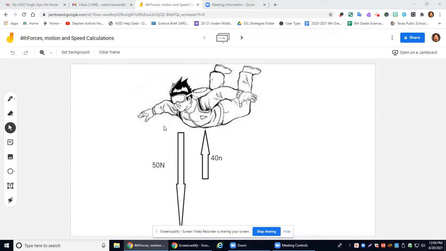Today we're reviewing for your benchmark, which starts on Monday. Today we're going to look at some free body diagrams, in other words, calculating net forces. We're going to be calculating some speed problems using word problems and maps.